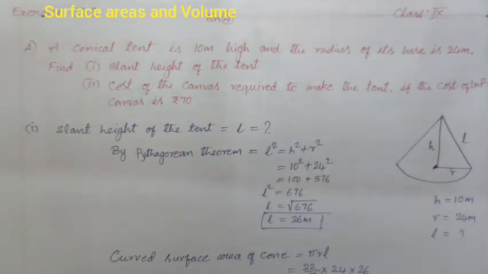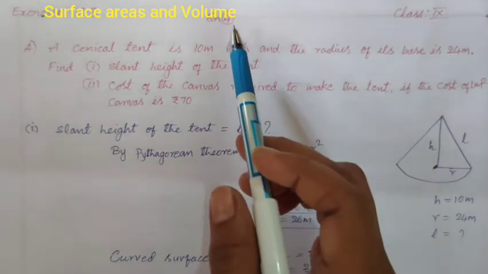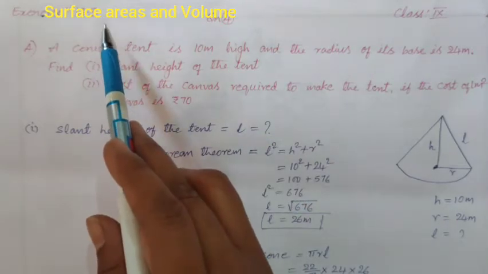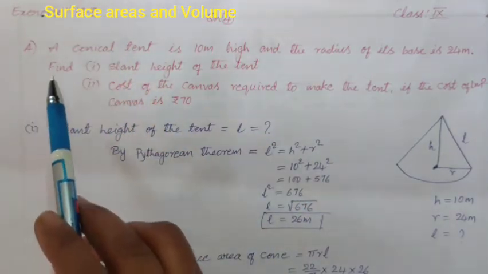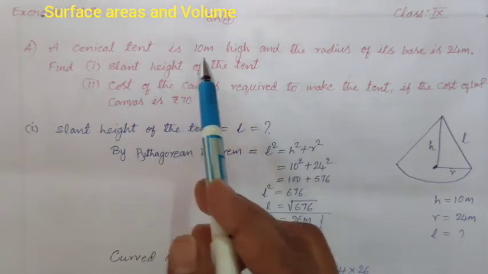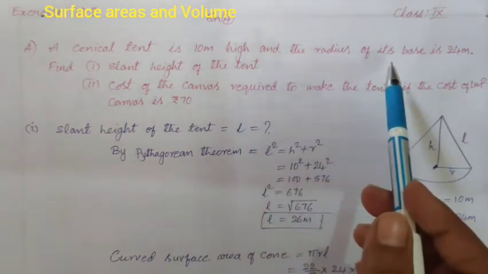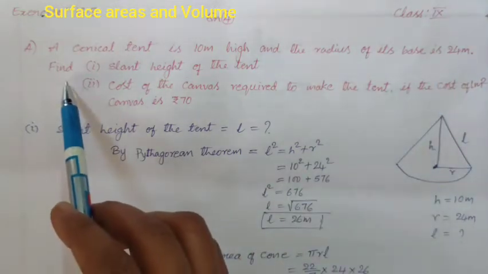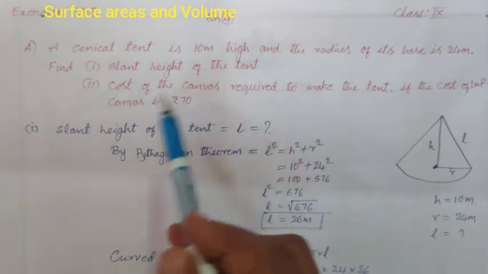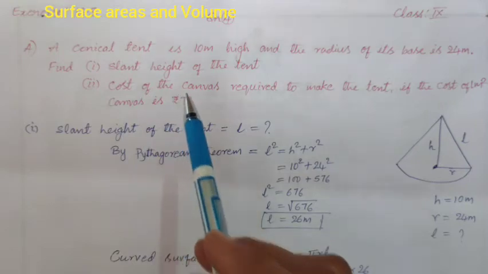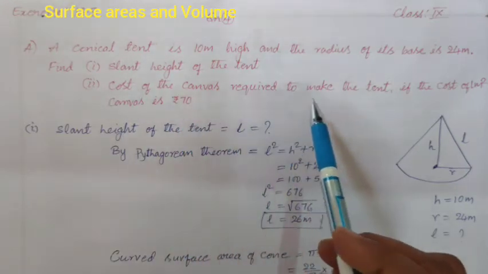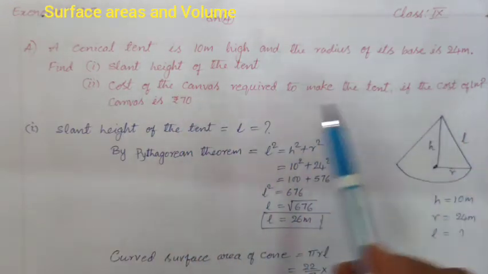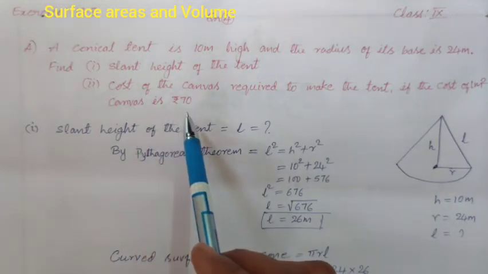Let me go into the next question, the fourth question from exercise 13.3. The question is, a conical tent is 10 meter high and the radius of its base is 24 meter. Find the slant height of the tent, and second, the cost of the canvas required to make the tent if the cost of 1 meter square canvas is ₹70.